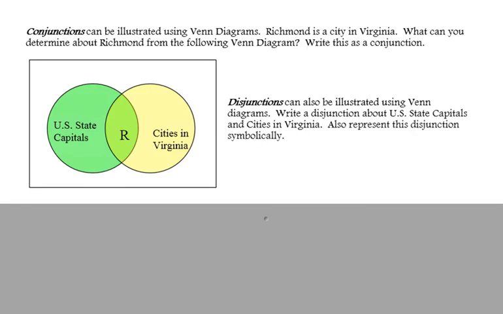So conjunctions are illustrated in Venn diagrams. This area right here would be your conjunction, where the two ideas meet. It's an and statement. So we have R, which stands for Richmond is a city in Virginia. So what can we determine about Richmond from the following Venn diagram? An example of writing that as a conjunction is that Richmond is a city in Virginia, and it's a U.S. state capital.